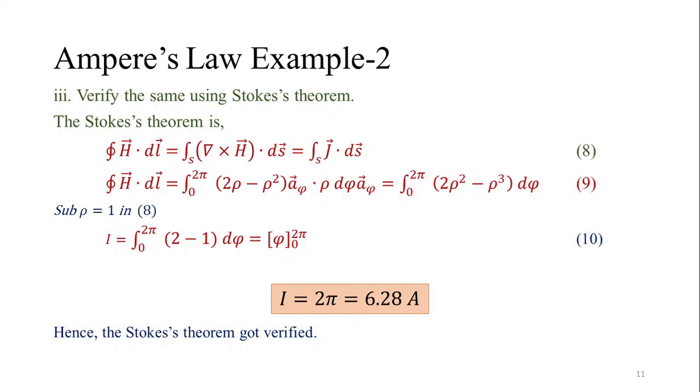The Stokes theorem states that the closed integral of H dot dl is equal to the surface integral of del cross H vector dot ds, that is the surface integral of J dot ds. So the integral of H dot dl is integral 0 to 2 pi; H phi we already have. Just substitute that here, and rho is 1 here. So I is integral 0 to 2 pi of (2 minus 1) d phi, that is phi from 0 to 2 pi. So 2 pi minus 0, it is 2 pi. So current I is 2 pi. So using Stokes theorem also, we got the same result, that is 6.28 amperes. Hence, the Stokes theorem got verified.